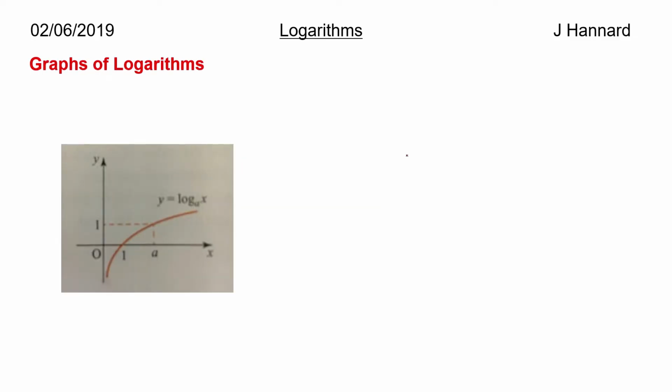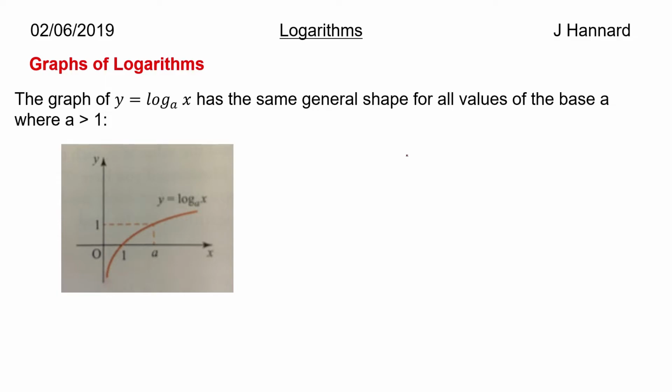So here's some graphs of logarithms then. Again, I've took a picture of the book. Unfortunately, it was quite small, so I've had to blow it up a little bit, which makes it a little bit blurry, but hopefully you can see it all right. So y equals log to the base a of x is this. So you can see where a is on there. You need to learn these graphs, the exponential one as well, just in case you're asked to quote them in the exam. But the graph of y equals log a x has the same general shape for all values of the base a, where a is greater than 1.